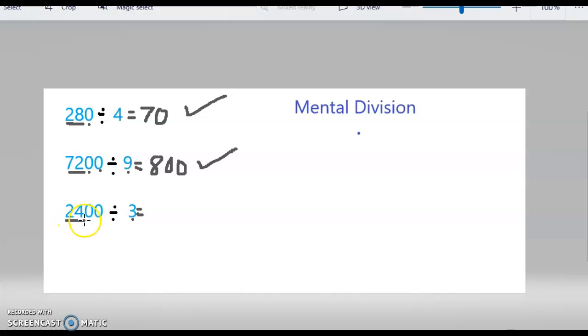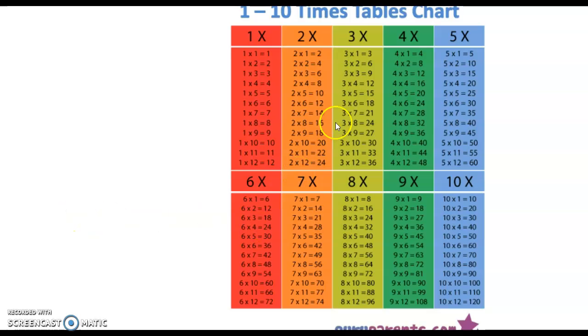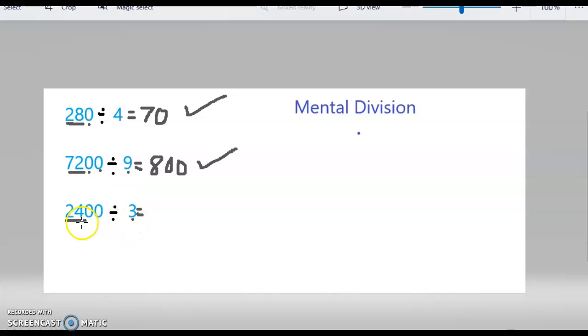Now let's go ahead and take a look at this one. We want to first look at the first 2 numbers. So how many times can 3 go into 24? Gonna find my 3 times table, look at my answer, and I'm gonna look for 24. I can see 3 times 8 is 24. So that means 3 into 24 is 8. So 3 can go into 24 8 times.